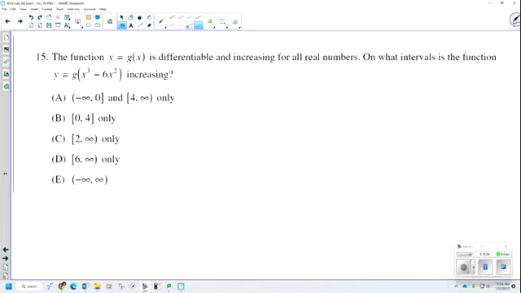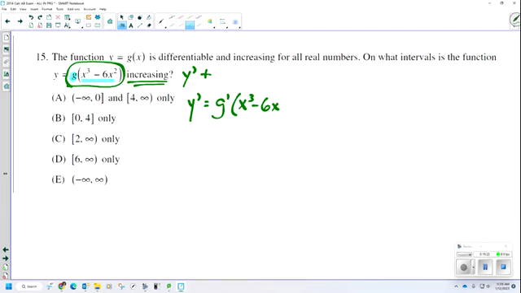We're looking right here. Chain rule. I start by taking the derivative of the outside, and I leave the inside the same. So I've got g prime, this stays the same, times the derivative of the inside now. The derivative of x cubed is 3x squared, and the derivative of 6x squared is 12x.